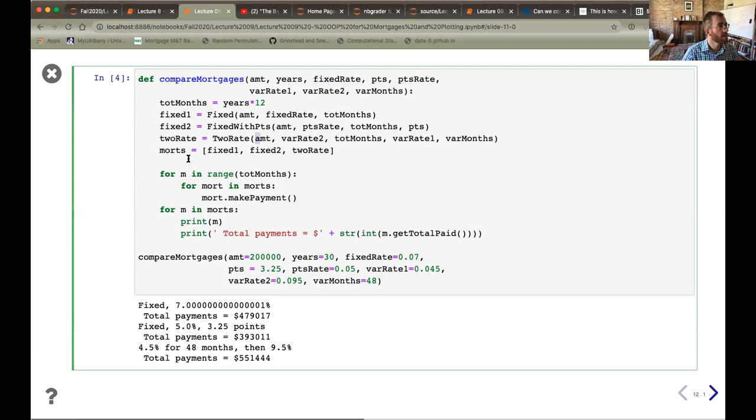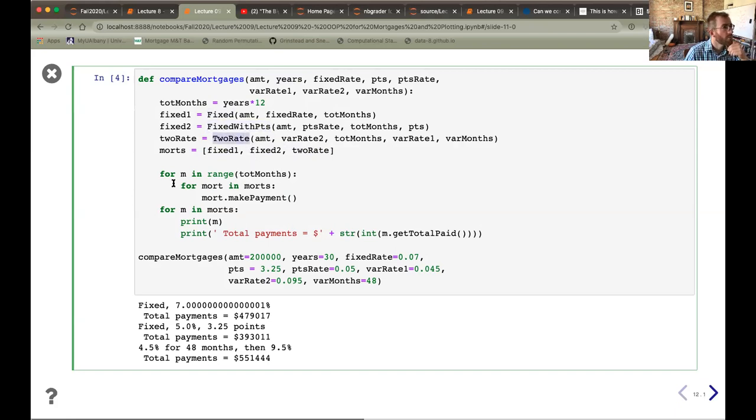All right, so all this function does is it then calls a for loop, uses our total months period. And again, total months is just going to be our years times 12, which we specified there. And then we've got our different mortgages, which we've actually stored as a list. This is a list of objects. Morts equals fixed 1, fixed 2, and 2-rate. Where fixed 1 is an instance of the fixed mortgage subclass. Our fixed 2 is an instance of the fixed with points subclass. And 2-rate is an instance of the 2-rate subclass.